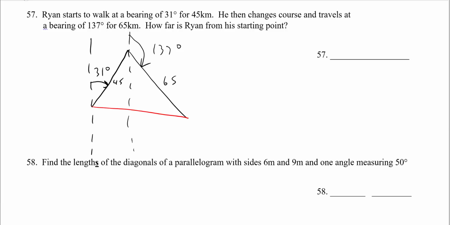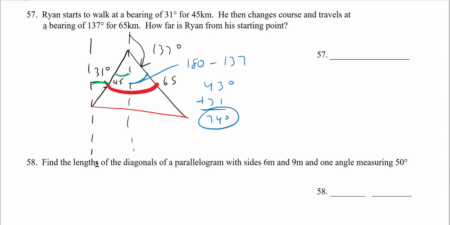So guys, we've done so many problems like this. If this is 31, of course, this is 31 here. And if that's 137, this is 180 minus 137. So that's 43 degrees. So this whole angle then is 43 plus 31. So it's 74 degrees.